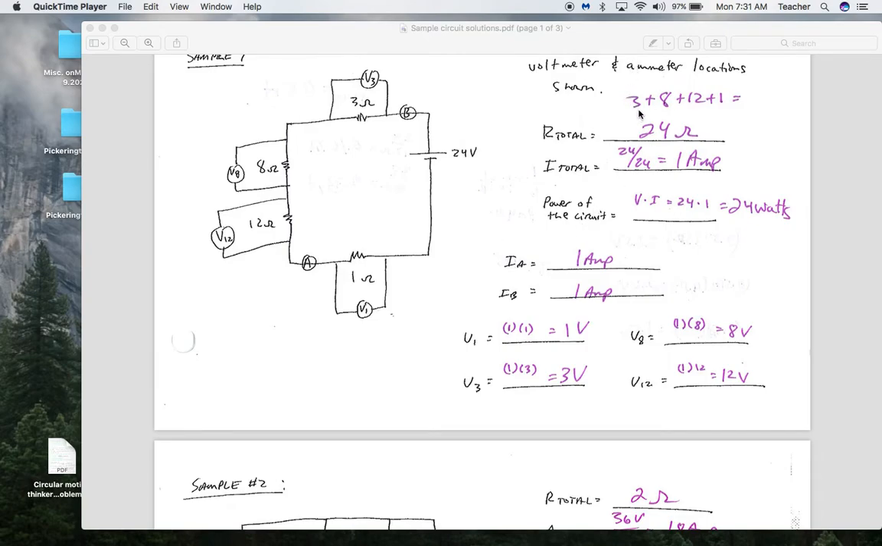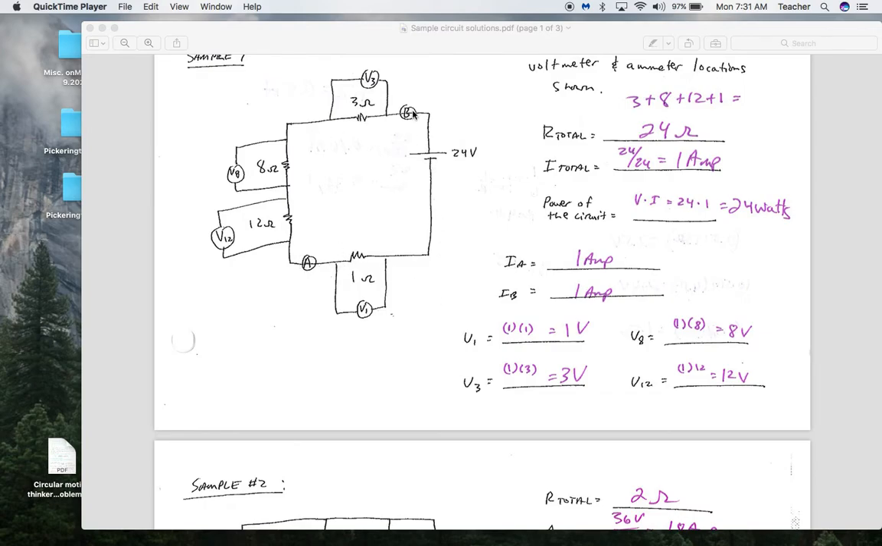So for a series circuit, I just add them up. 3 plus 8 plus 12 plus 1 is 24 ohms. The current, I'd use Ohm's law, V divided by R, 24 volts divided by the 24 ohms, that's 1 amp. The current has to be the same at all places here.